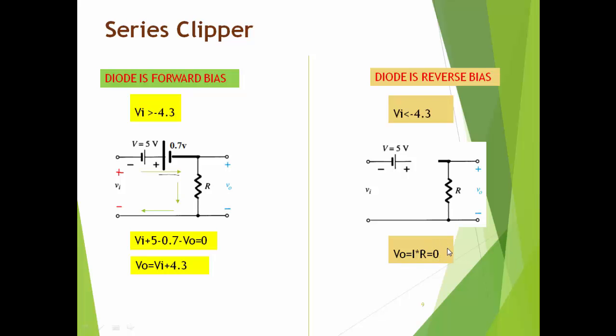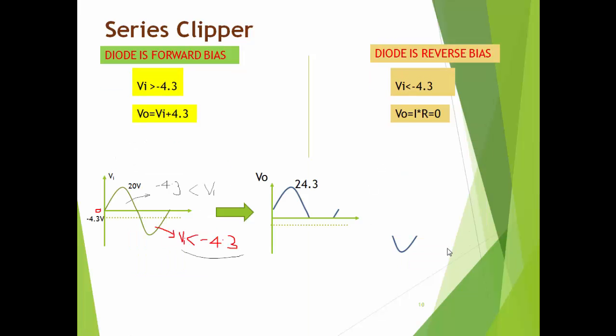Now next step, step number 4. In this step, we draw the output waveform. We write this is the condition. In this condition, diode is in forward bias. In this condition, output voltage is given by VO is equal to VI plus 4.3. In this condition, diode is reverse bias and output voltage is 0. This is the input waveform.